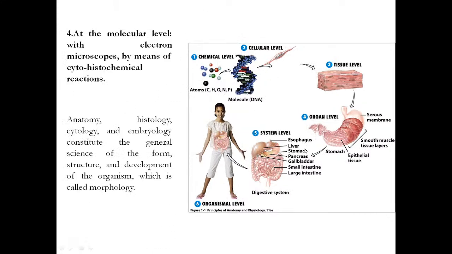At the molecular level with electron microscopes by means of cytohistochemical reaction. This is anatomy, histology, and cytology, and embryology constitute the general science of the form, structure, and development of the organism, which is called morphology.